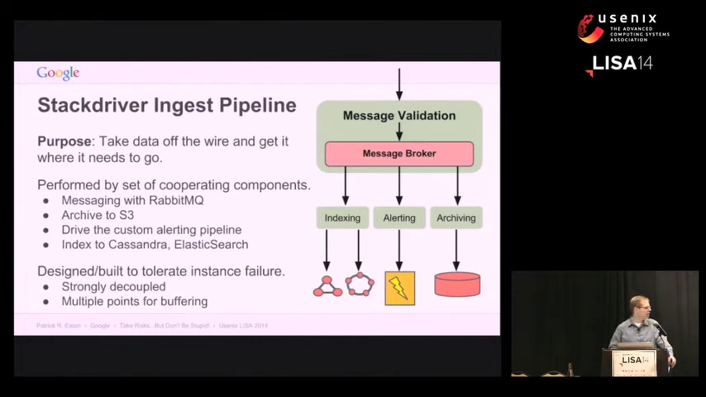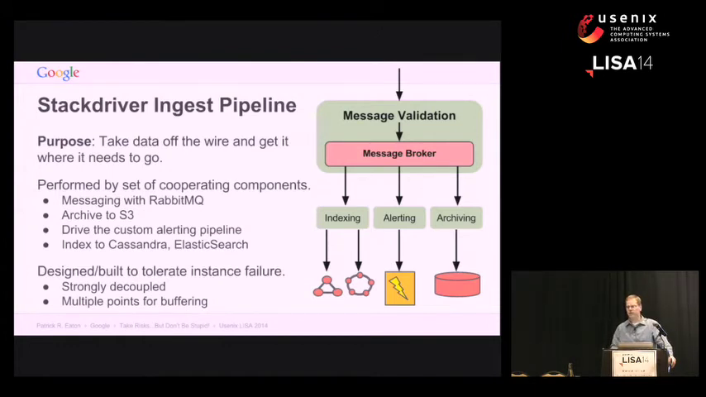There's a set of components that are working together in order to get these messages where they need to go in the ingest pipeline. Messages come in the top to a component we call the gateway, which does the message validation, and then posts that message to a message broker. This is the Rabbit instance that I referred to.